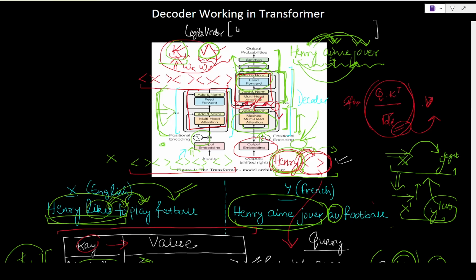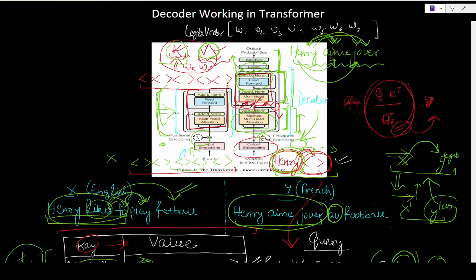So let's say we have word 1, word 2, word 3, word 4, word 5, word 6, and word 7. Of course, this is not a practical example. In practicality, our language will have billions of words, most probably, or however much the vocabulary exists. So this linear layer is a fully connected neural network that will transform the entire output that it got from the feed-forward neural network into a logits vector.